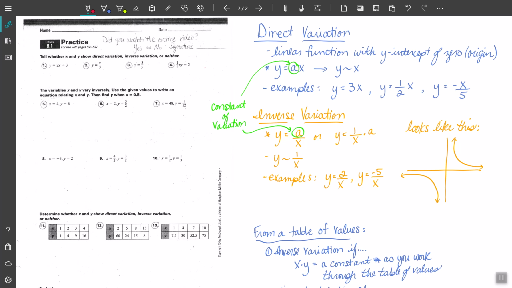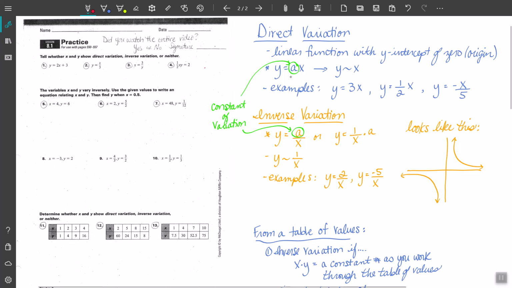We're going to start chapter 8 with a review of direct variation. This is a concept from Algebra 1, and we've talked about it this year as well. This is a special type of linear function that has a y-intercept of 0, so a straight line that runs through the origin. The equation for that is y equals ax, where a is the constant of variation that I have here circled in green.